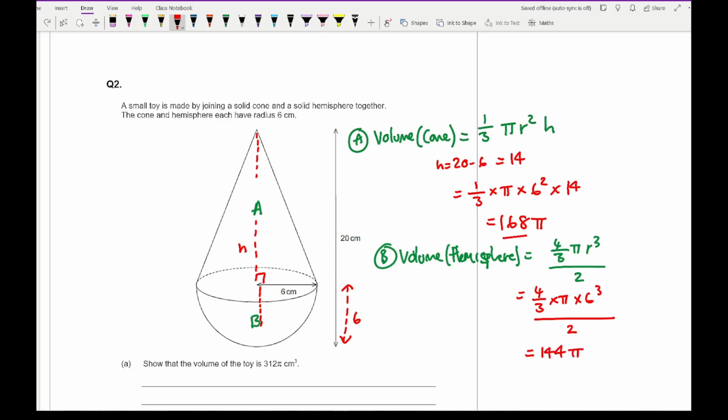So then all I need to do is add those two numbers up. The volume total is going to be 168 pi plus 144 pi, which gives me an answer of 312 pi centimeters cubed, which is what they wanted me to show.